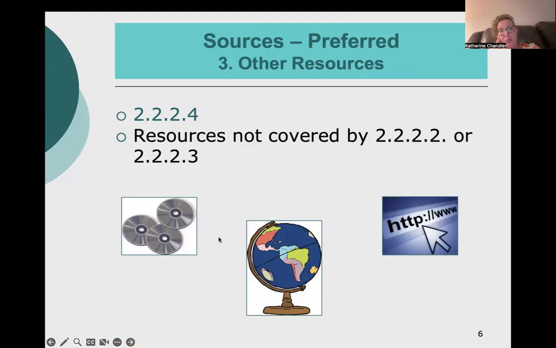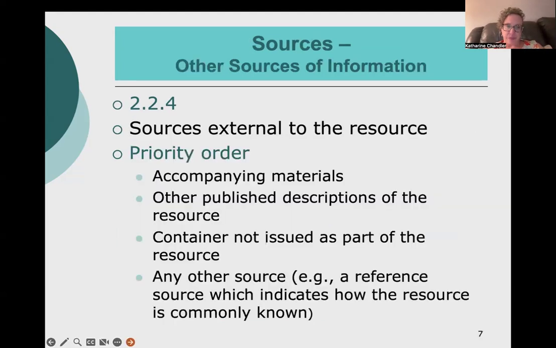And then 2.2.2.4 is resources not covered by 2.2.2.2 or 2.2.2.3. 2.2.4 is sources external to the resource. In priority order, you start with accompanying materials, or after that, other published descriptions of the resource, or after that, container not issued as part of the resource, or after that, any other source, for example, a reference source which indicates how the resource is commonly known.